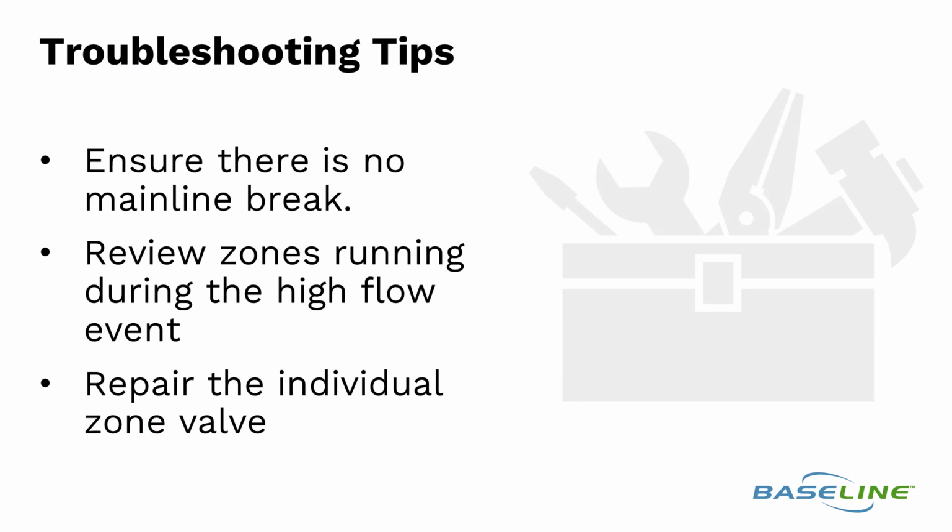Troubleshooting a mainline flow variance starts with checking the mainline for breaks. Then examine the zones that were running during the high flow event, in this case 13, 17, and 39. Look for problems that could cause high flow, such as a stuck zone valve, broken laterals, or broken heads.